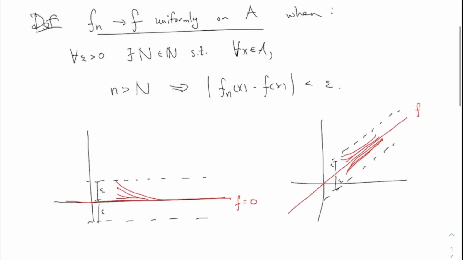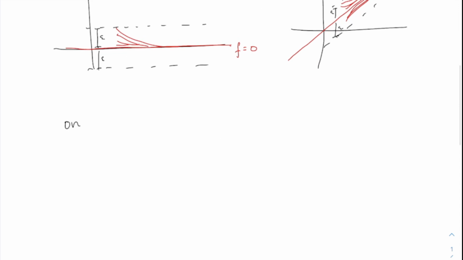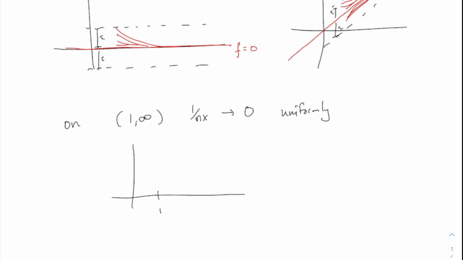So for example, on 1 to infinity, 1 over nx converges to 0 uniformly. I'll do this on the picture and then we'll do the actual proof of this. Say, from 1 to infinity, that means I'm talking about this domain just to the right of the number 1. The limiting function is 0. And then what do all the other functions look like? 1 over x looks like this. 1 over 2x is half as big. 1 over 3x is a third as big, and so on.